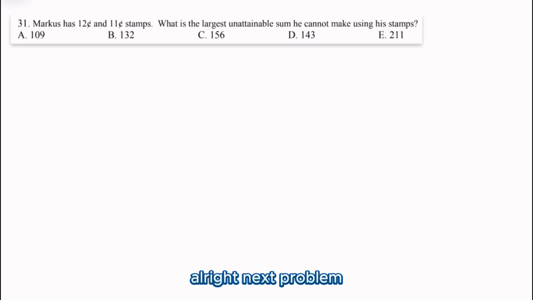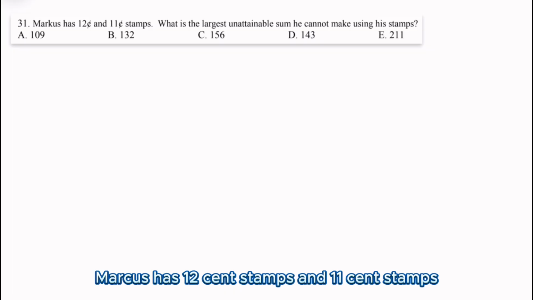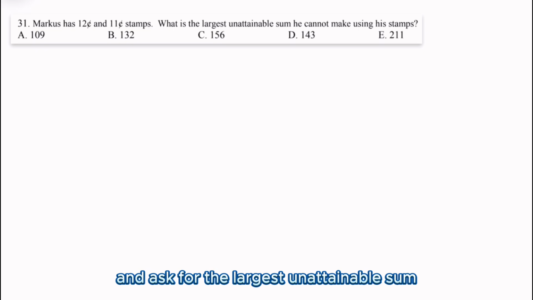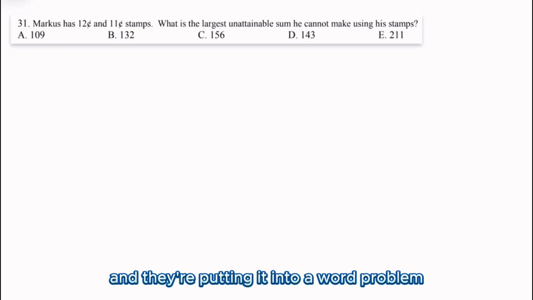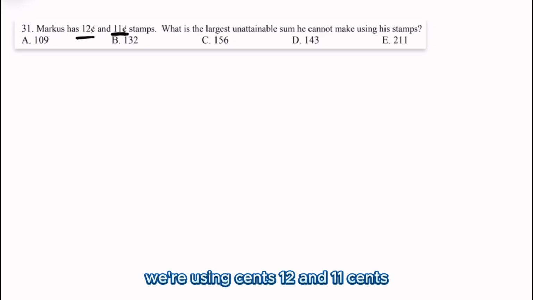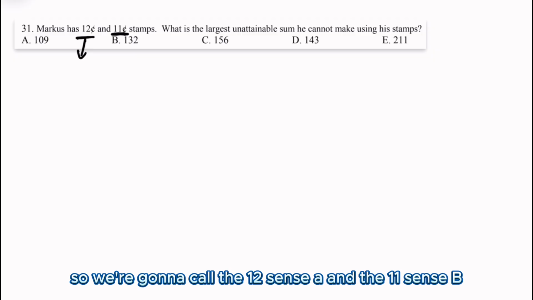Alright, next problem. Marcus has 12-cent stamps and 11-cent stamps. What is the largest unattainable sum he cannot make using his stamps? So this is actually a very simple problem. They're really just taking the other format of the problems where they gave you the two numbers and asked for the largest unattainable sum, and they're putting it into a word problem where instead of using just numbers, we're using cents, 12 and 11 cents. So we're going to call the 12 cents A and the 11 cents B.